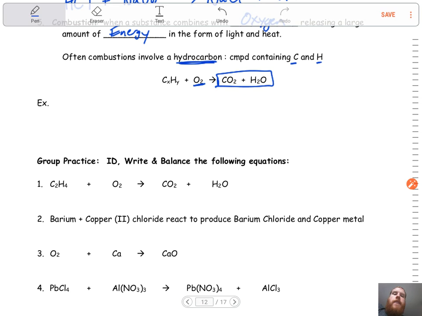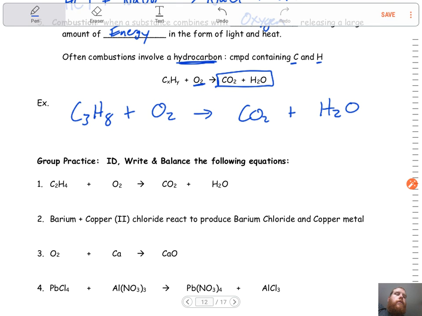So when you're around a campfire, carbon dioxide and water are being formed all the time. You don't see the water because it's in the form of vapor or gas because it's so hot, but it's still being produced there. So the one example we're going to write down, C3H8 plus O2 yields CO2 and water.